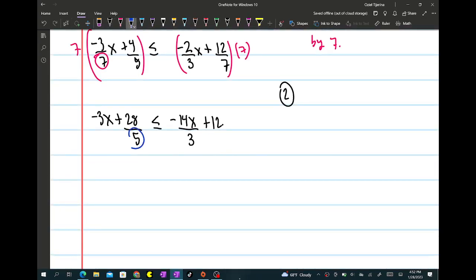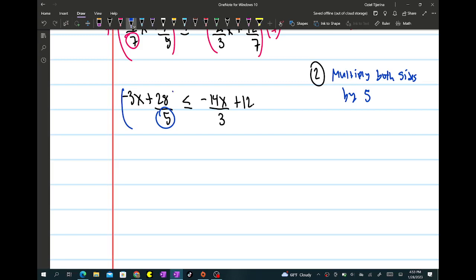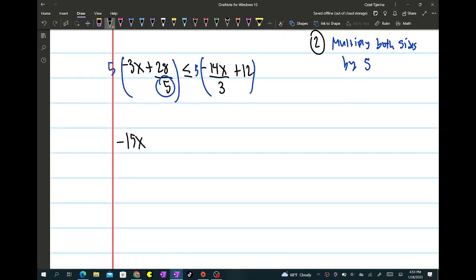So then number 2 would be, we're going to try to circle the second denominator that we have. So I'm going to multiply both sides by 5 to get rid of that denominator. So times 5 here, and then times 5 over here. So then I'll get negative 15x plus 28 is less than or equal to negative 70x over 3, and then plus 60. Now, 70 over 3, I don't know if that divides out, so let me go ahead and check. Okay, no, it doesn't. I just wanted to make sure.